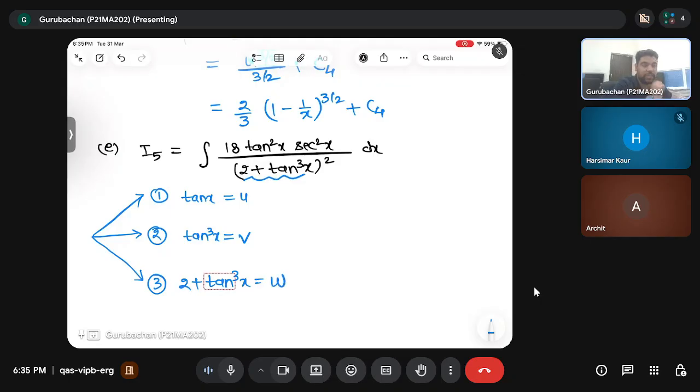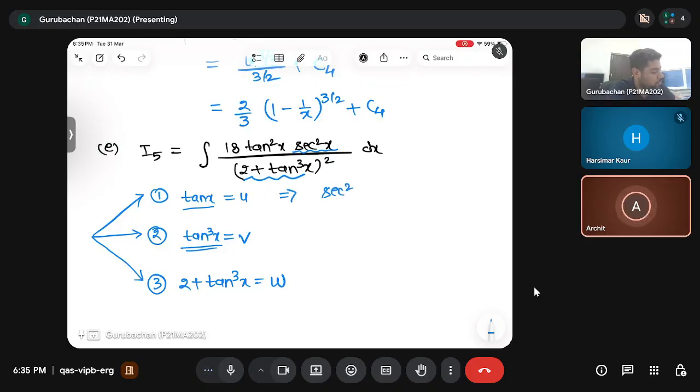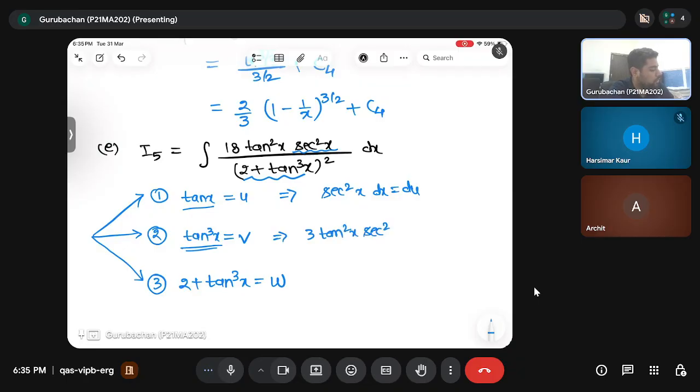Why am I thinking about these substitutions? So this is tan x. What is the differentiation of tan x? Secant square x, which is already there in the integrand. And when we think about tan cube x, what will be its differentiation? So just I'm writing: 3 tan square x into sec square x dx is equal to dv. Clearly this is also in the above numerator term.